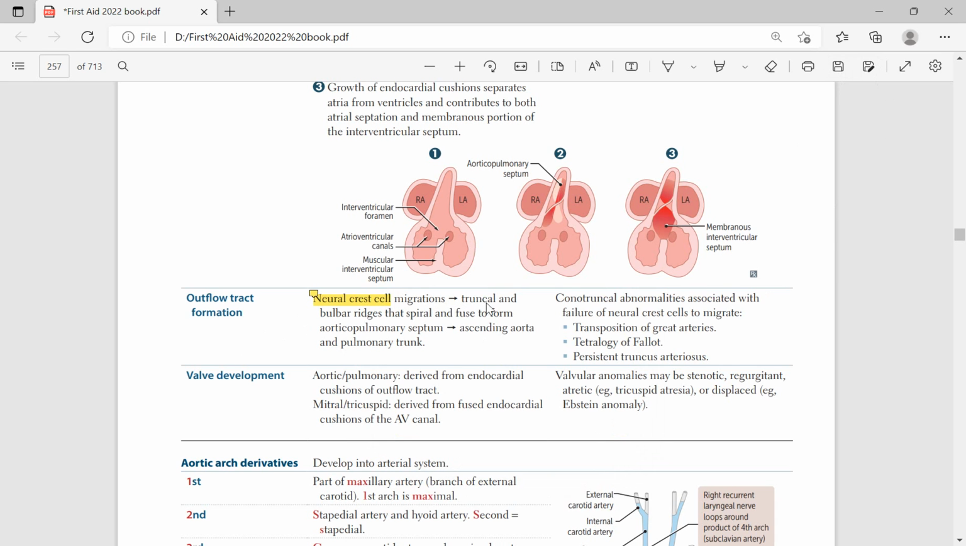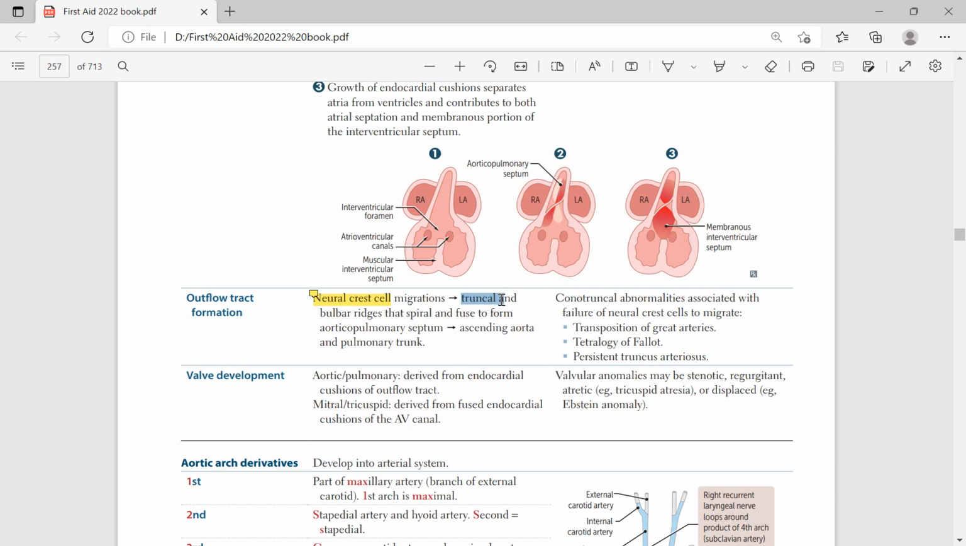So neural crest cell migration: truncal and bulbar ridges spiral and fuse to form the aorticopulmonary septum. The aorticopulmonary septum then forms the pulmonary trunk and ascending aorta.